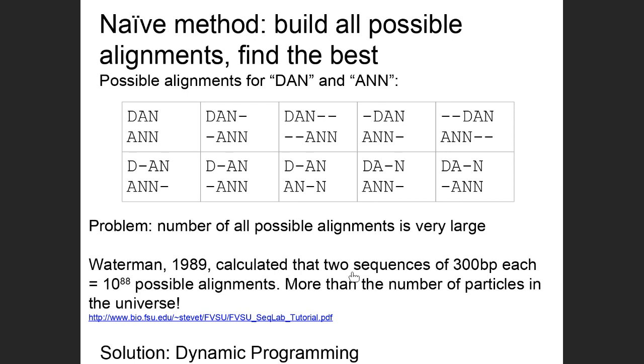He calculated that if you had two DNA sequences of 300 base pairs each, which is actually not that large, given that our genome is 3,200,000,000 nucleotides, then comparing just 300 by 300, you end up with 10 to the 88 possible alignments using the naive method, right? Do every one of them. And they say it's more than the number of particles in the universe. So you don't want a computer to do all of these 10 to the 88 alignments, score all of them, and then see which one is better.